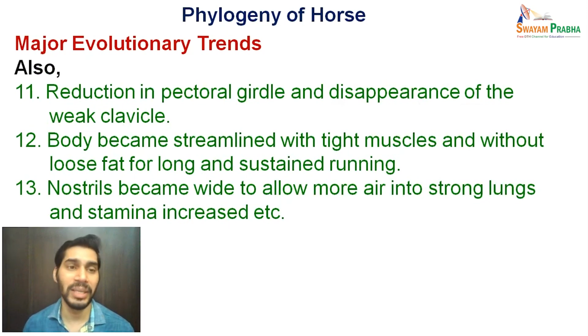Besides these prominent ones, there has been a number of changes. Some of them are the reduction in the pectoral girdle and disappearance of the weak clavicle. Also, the body has become streamlined with tight muscles and without loose fat, for long and sustained running stamina basically. Besides this, the nostrils have become wide to allow more air into strong lungs, and stamina increased. So these are additional changes which have been seen in the evolutionary history of horse.